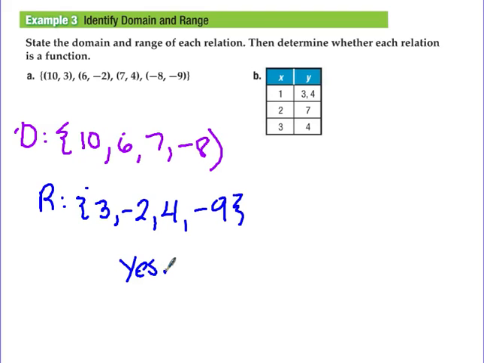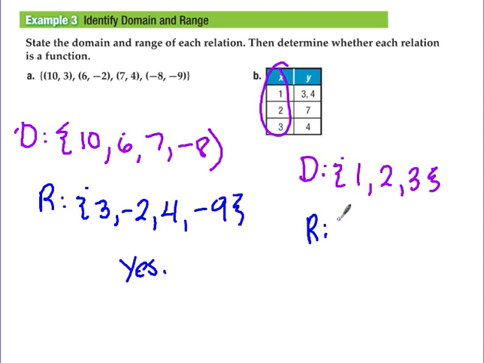Let's look at this one. What's the domain here? 1, 2, 3. Good, you guys caught that the domain here is going to be this, because that's the set of x's. So in a mapping, or in a table, it's a little different. Okay, what about the range? What's the range going to be here? 3, 4, 7. Do you think I need to write the 4 again? No, you don't need to. You could, but you don't need to. I would just leave it alone.